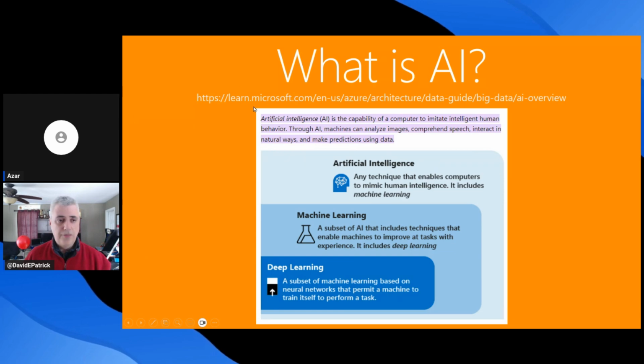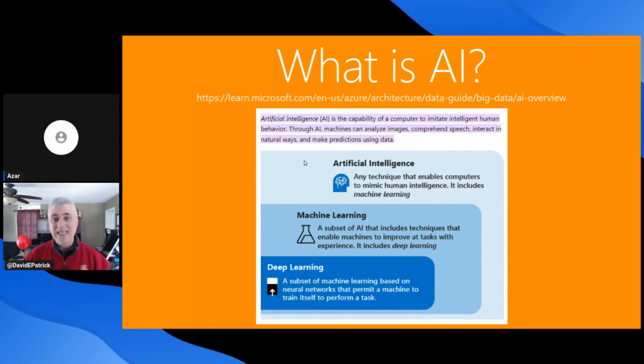Microsoft has a great little link here on learn.microsoft.com. It's the capability of a computer to imitate intelligent human behavior. That's what AI is. It can analyze images, comprehend speech, and interact in other natural ways, making predictions using data from previous predictions. That's the key. So any technique that enables computers to mimic human intelligence, that's AI, and it also includes a subset called machine learning. So when you get into machine learning, that's the techniques where a machine gets better at something with experience, with prior data from prior runs.